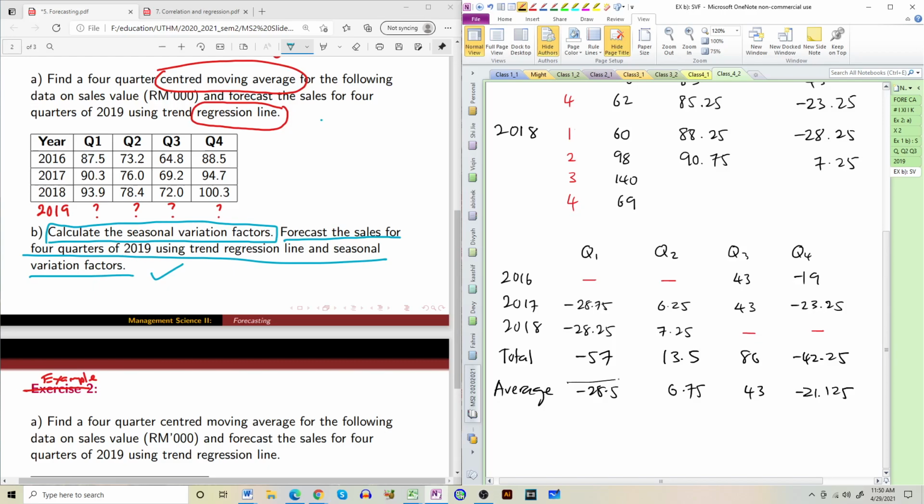Now, as I told you, if you total this and if you get 0 here, your seasonal variation factor for 1 is this, 2 is this, quarter 3 is this, quarter 4 is this. But are you getting 0 here? Total, sorry, total. Are you getting this? You know, you will get 0.125. So you need to do adjustment. So this is not your seasonal variation factor.